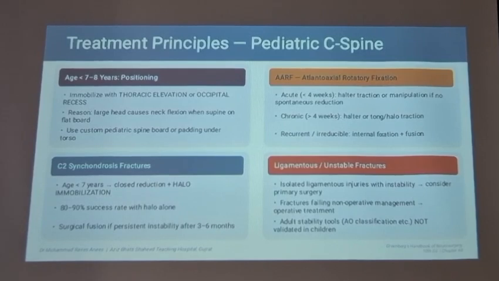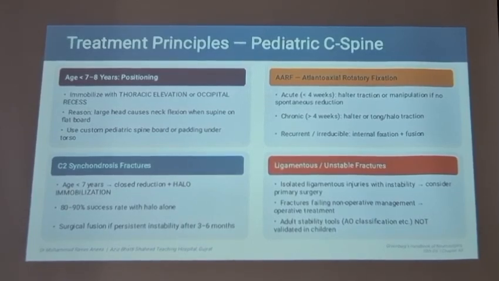If a child less than 3 years old is lying on a flat bed, it naturally flexes the head. Because the bed is flat, we have to make a head-ring-like thing in which the head rests, or the other option is thoracic elevation, using a thoracic pad here. So we need a neutral position in this scenario. A large head causes neck flexion when supine on a flat bed. Use custom pediatric spine boards or padding under the torso.